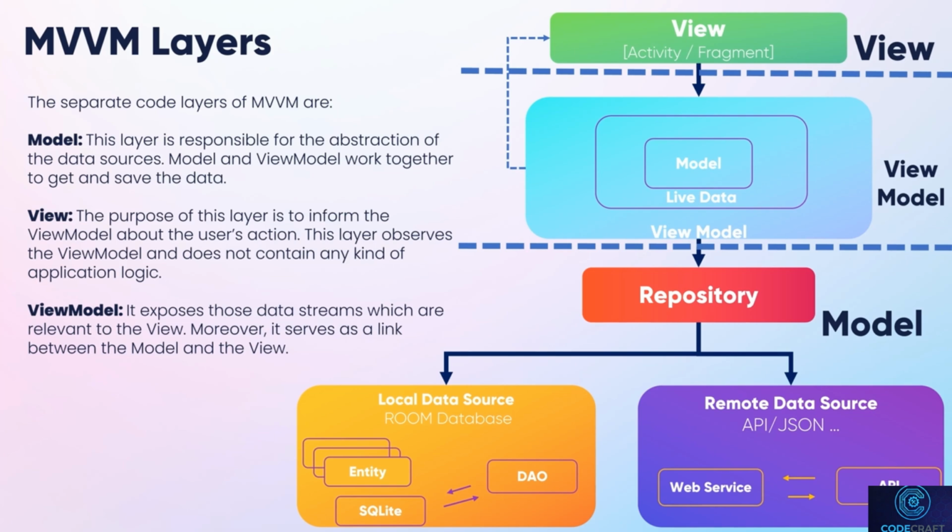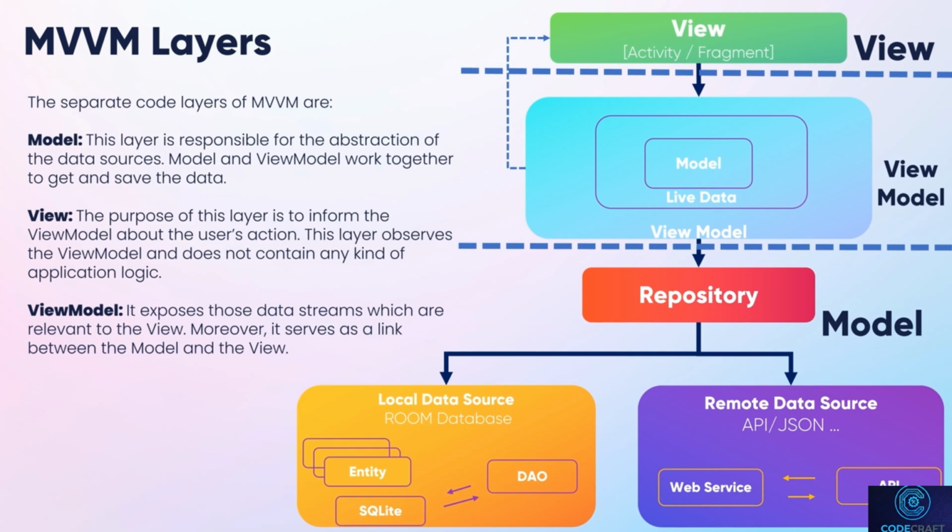In Android, models are often represented as data classes or entities that define the structure of the data. The second layer is the view. The purpose of this layer is to inform the view model about the user's action. This layer observes the view model and doesn't contain any kind of application logic. The view is responsible for representing and presenting the data to the user and capturing user interactions. It corresponds to what the user sees and interacts with in the application.